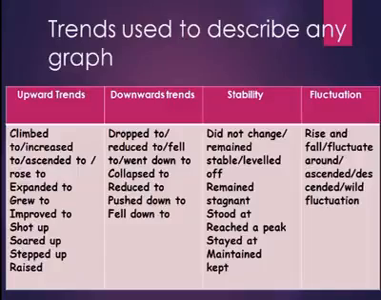Then comes stability. If the figures are stable, then you can use this sort of phrases: didn't change, remained stable, leveled off, remained stagnant, stood at, reached a peak, stayed at, maintained, or kept. And the last column, fluctuations. Of course there will be fluctuations in graphs or charts. So you have to use this sort of phrases: rise and fall, fluctuate around, ascended, descended, wild fluctuations.